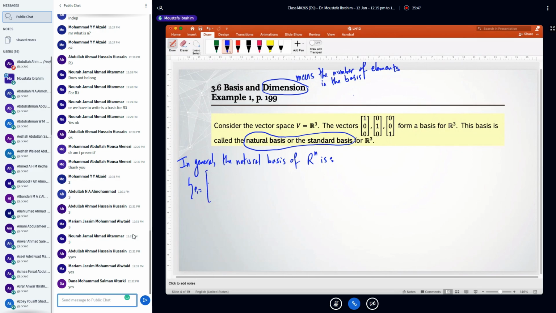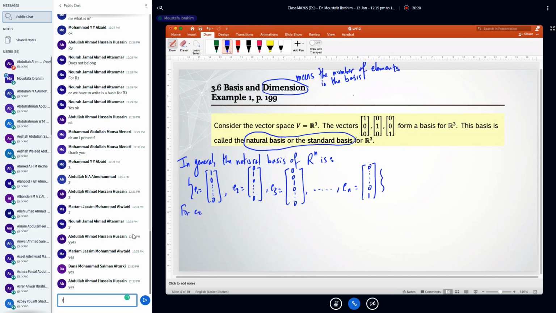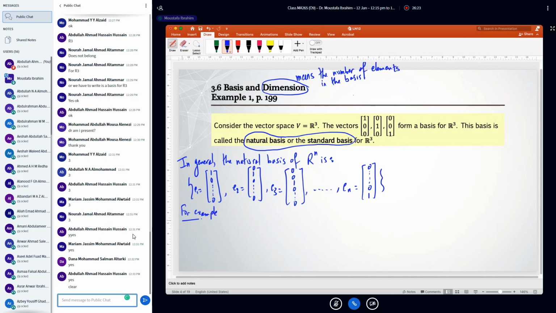e1, which is, look, what does e1 mean? You take the first component equal 1, and all the remaining ones 0. e2 means you take the second component 1 and the others 0. e3 means you take the third one 1, and the others 0. en, you take the last one equal 1, others 0. Understood, guys? And this one is a basis.